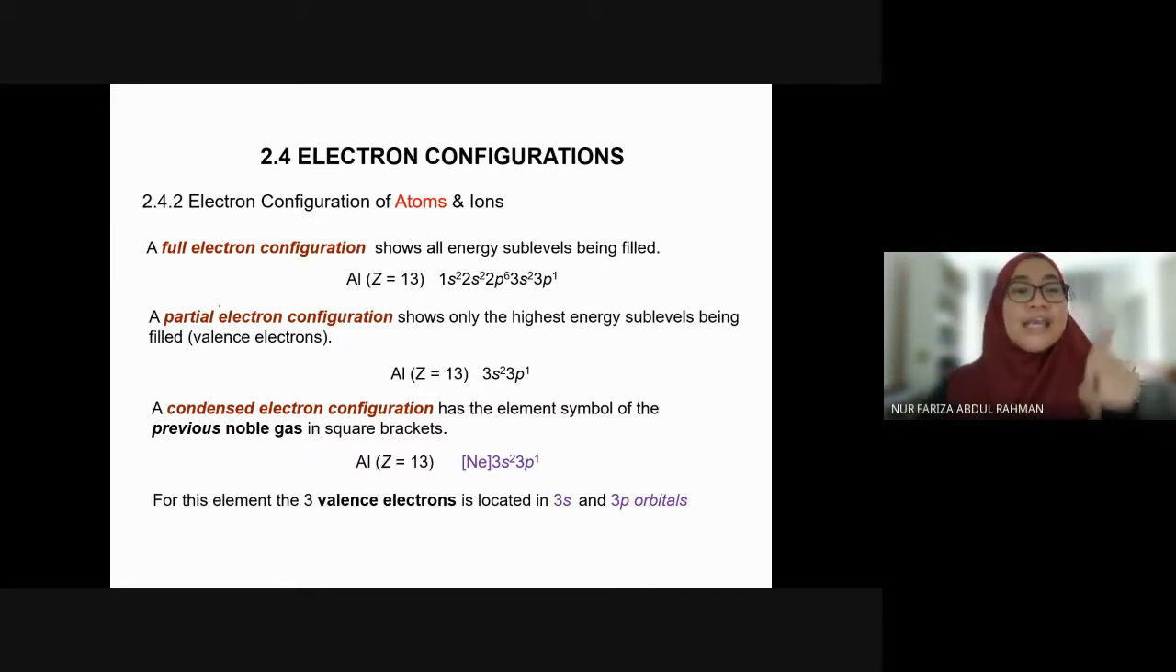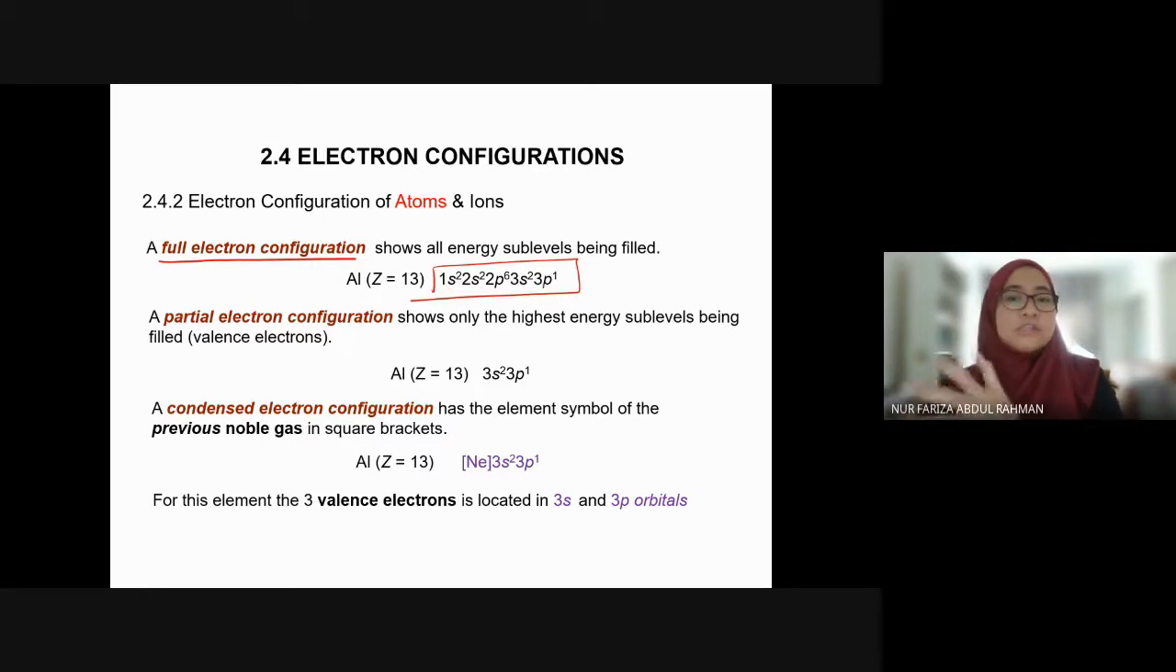If it is mentioned full electron configuration, that means you have to show everything. You have to show all the energy sub-levels being filled. Semualah you kena include. For aluminium, this is the full electron configuration. Starting from 1s until the end, which is 3p, you have to show everything. That will be the full electron configuration.